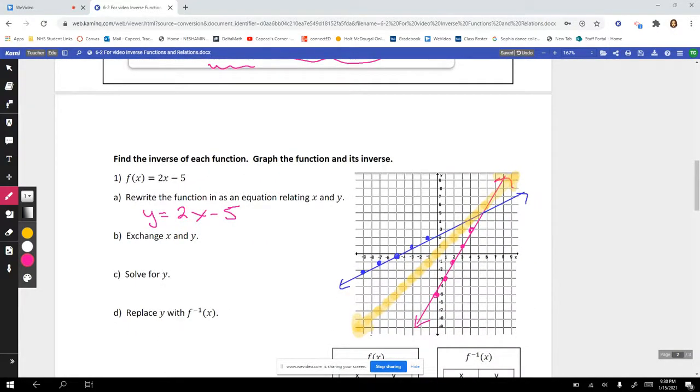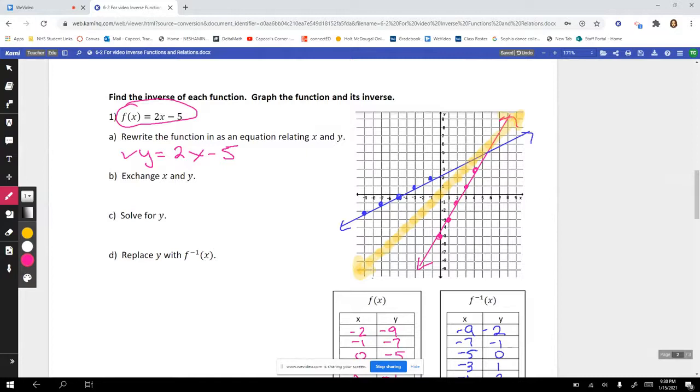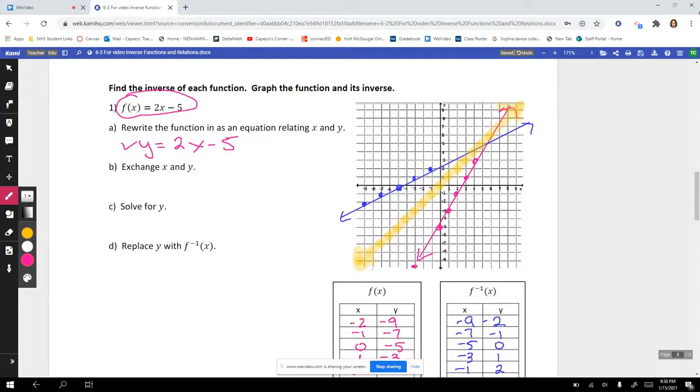The directions say to find the inverse of each function, then graph the function and its inverse. The first thing I'm going to do is take this given function and rewrite it as it relates to x and y. I'm just going to replace that f of x with y, and I graph that in the pink right here. Now, to work with the inverse, I'm going to exchange x and y. So I have x is equal to 2y minus 5.